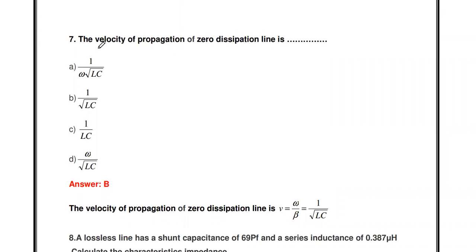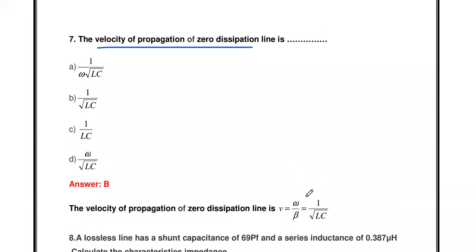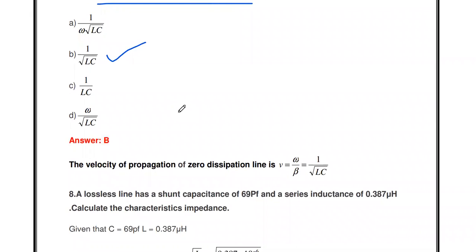Then the velocity of propagation. The velocity of propagation of zero dissipation line: you know the formula for velocity generally, it is omega divided by beta. What is the phase constant for zero dissipation line? It's omega into root LC. So omega cancels, and we get velocity equal to 1 by root LC. So 1 by root of LC is the answer. These are all the different parameters of zero dissipation line.